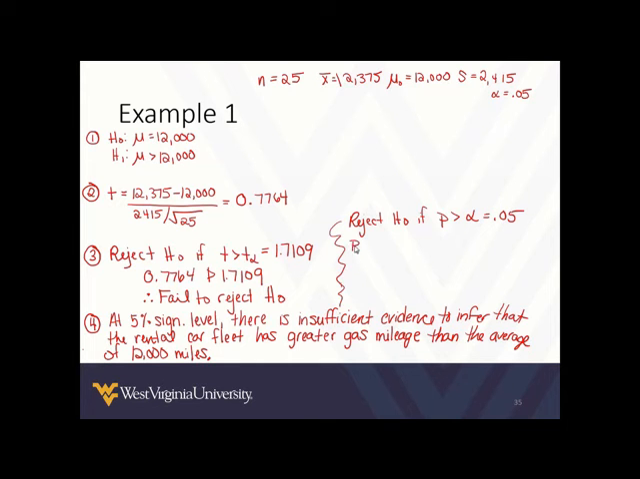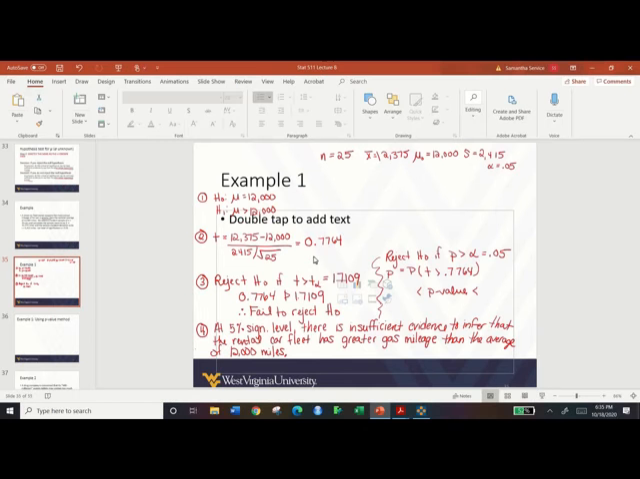To find our p-value, it is the probability of t being greater than 0.7764. And as we know, we should expect to find a range. And if we do it correctly, we should also conclude to fail to reject our null hypothesis. Let's take a look.